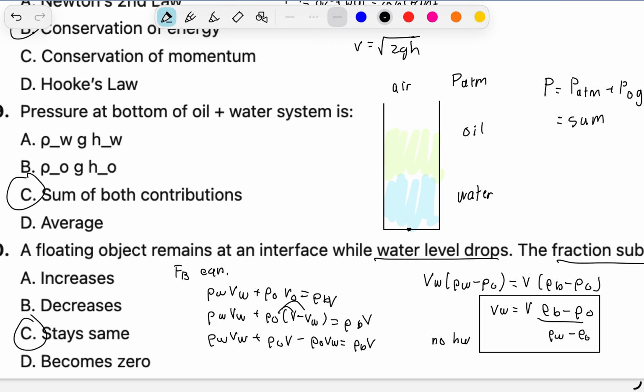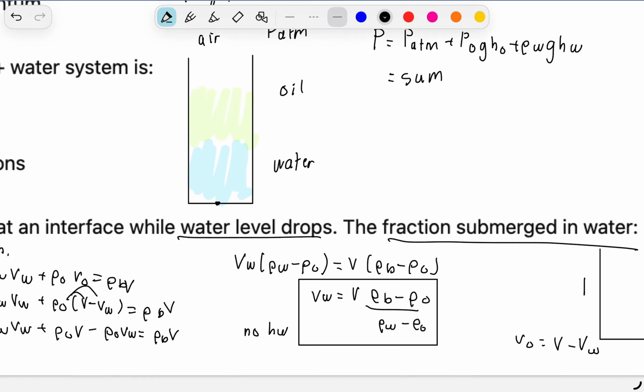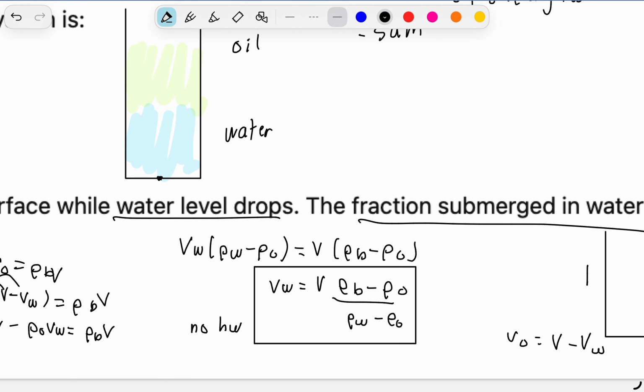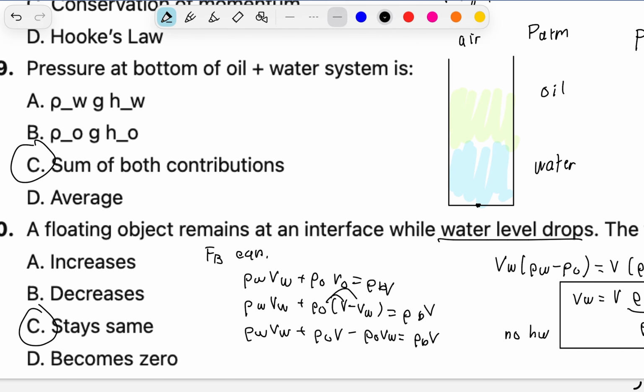Because if our water level drops, that means that your depth is going to drop, right? So our fraction submerged of V water is only going to depend on the densities. So it doesn't change as long as the object remains at the interface with these fluids containing the same densities.